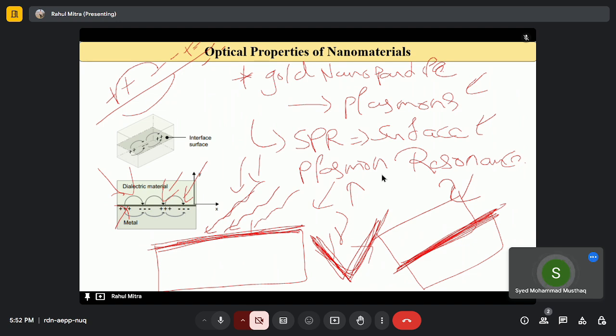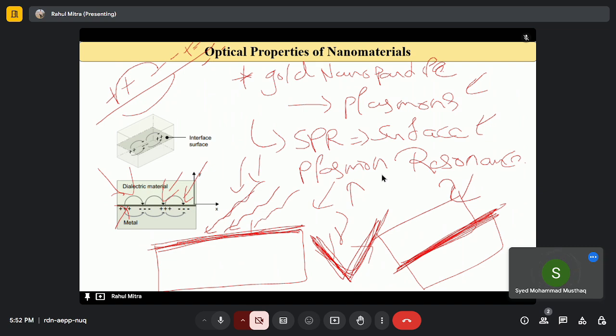Moving on to another type of surface plasmon, which is relevant to the nanoscale, the localized surface plasmons. Now, again, what are localized surface plasmons?